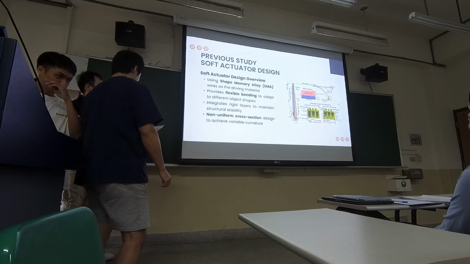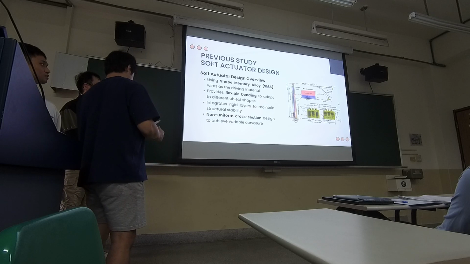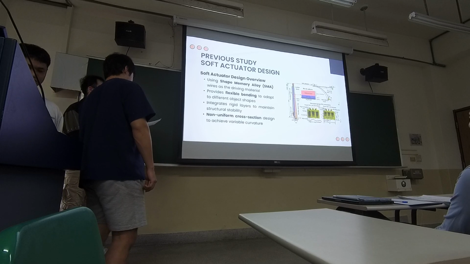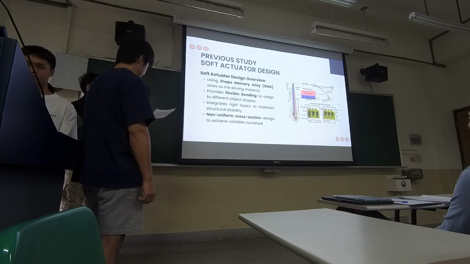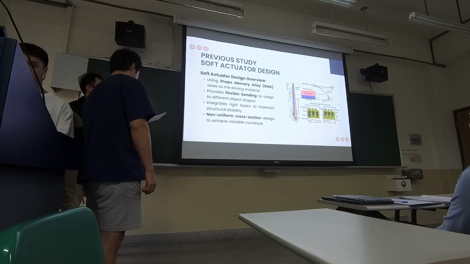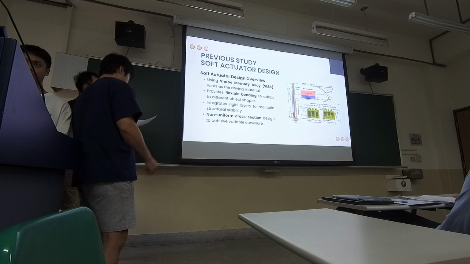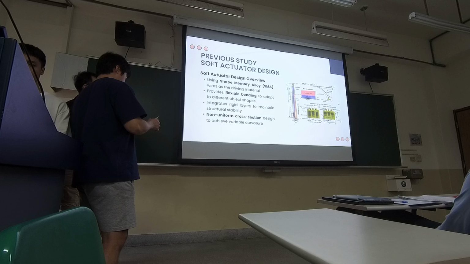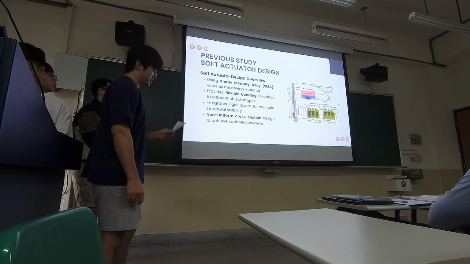Okay, the soft actuator design relies on shape memory alloy wires, which contract when heated, providing flexible bending capability to adapt to various object shapes. The rigid layer ensures structural stability during bending, and the non-uniform cross-scale design allows variable curvature for enhanced adaptability.